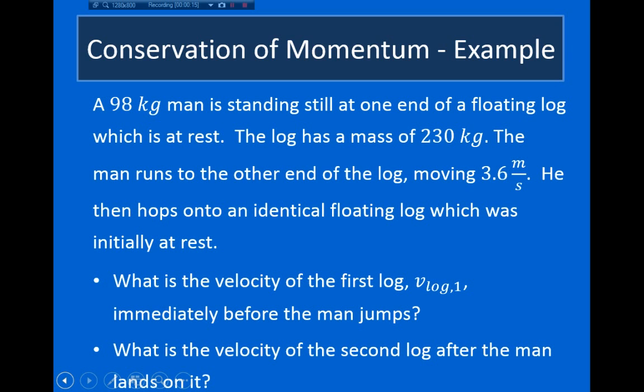This example says a 98 kilogram man is standing still at one end of a floating log which is initially at rest. The log has a mass of 230 kilograms. The man runs to the other end of the log, moving at 3.6 meters per second. He then hops onto an identical floating log which was initially at rest. And the question asks us to determine the mass of the first log immediately after the man jumps off of it, and then the velocity of the second log after the man lands on it.